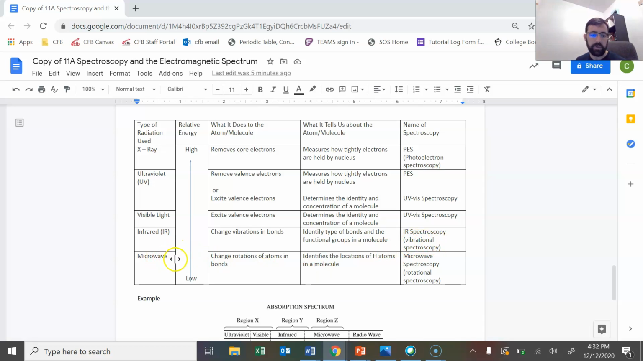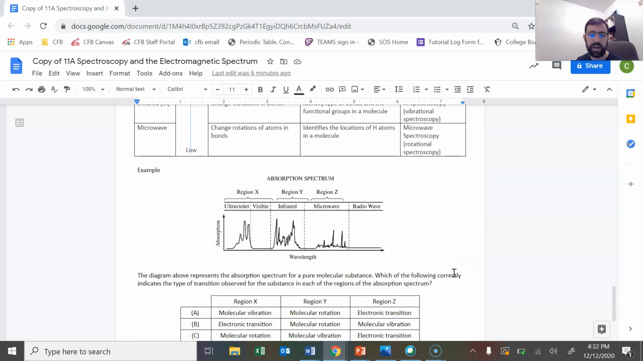And then finally, microwave radiation can be used to change the rotations of atoms or bonds, so changing the direction that they're rotating on an axis. This identifies the locations of hydrogen atoms in a molecule. We call it microwave spectroscopy or rotational spectroscopy.